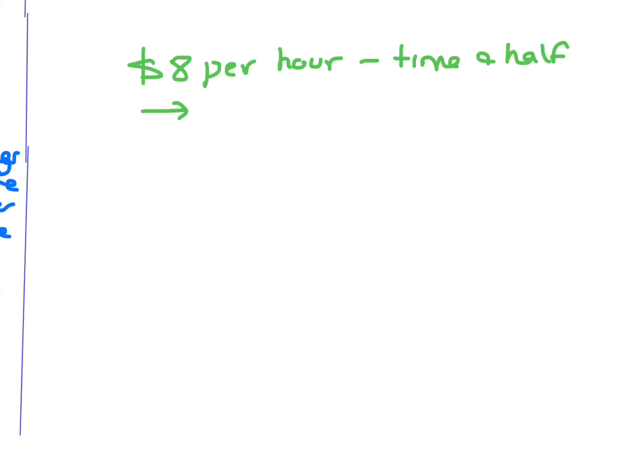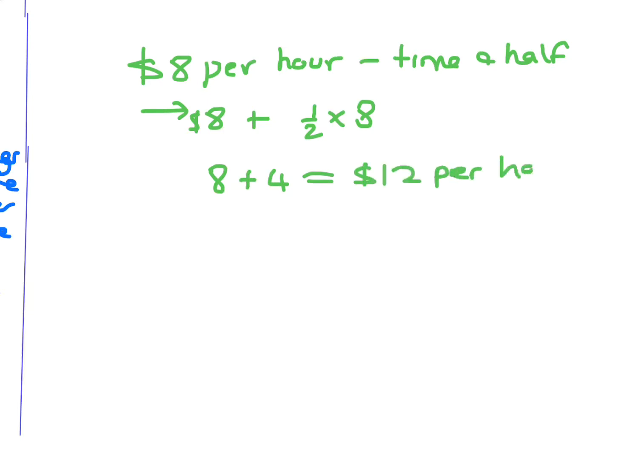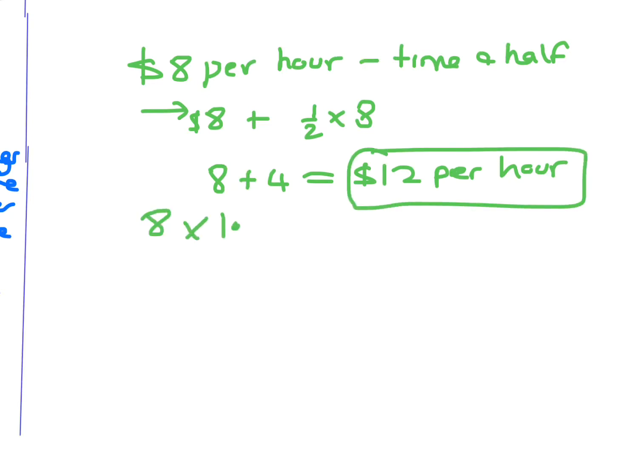Let's say normally you'd earn $8 per hour. If you're looking at time and a half, then instead of earning $8 per hour, you would earn $8 plus half of the $8. Half of $8 is 4. So you're going to actually earn $12 per hour instead of $8 per hour. To calculate that, all you have to do is times by 1.5. That's the quickest way, and you would get $12 because it's 1.5 times your normal rate.